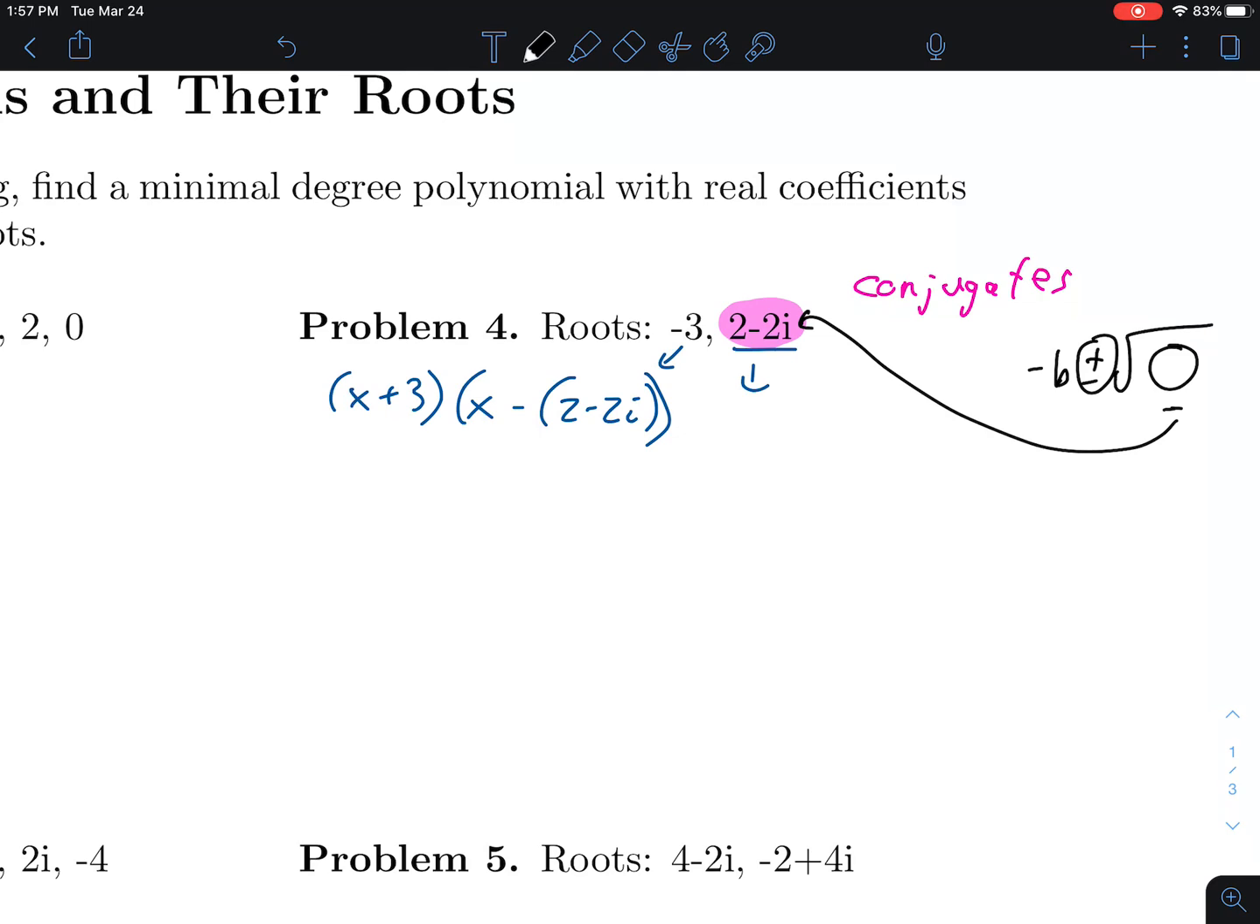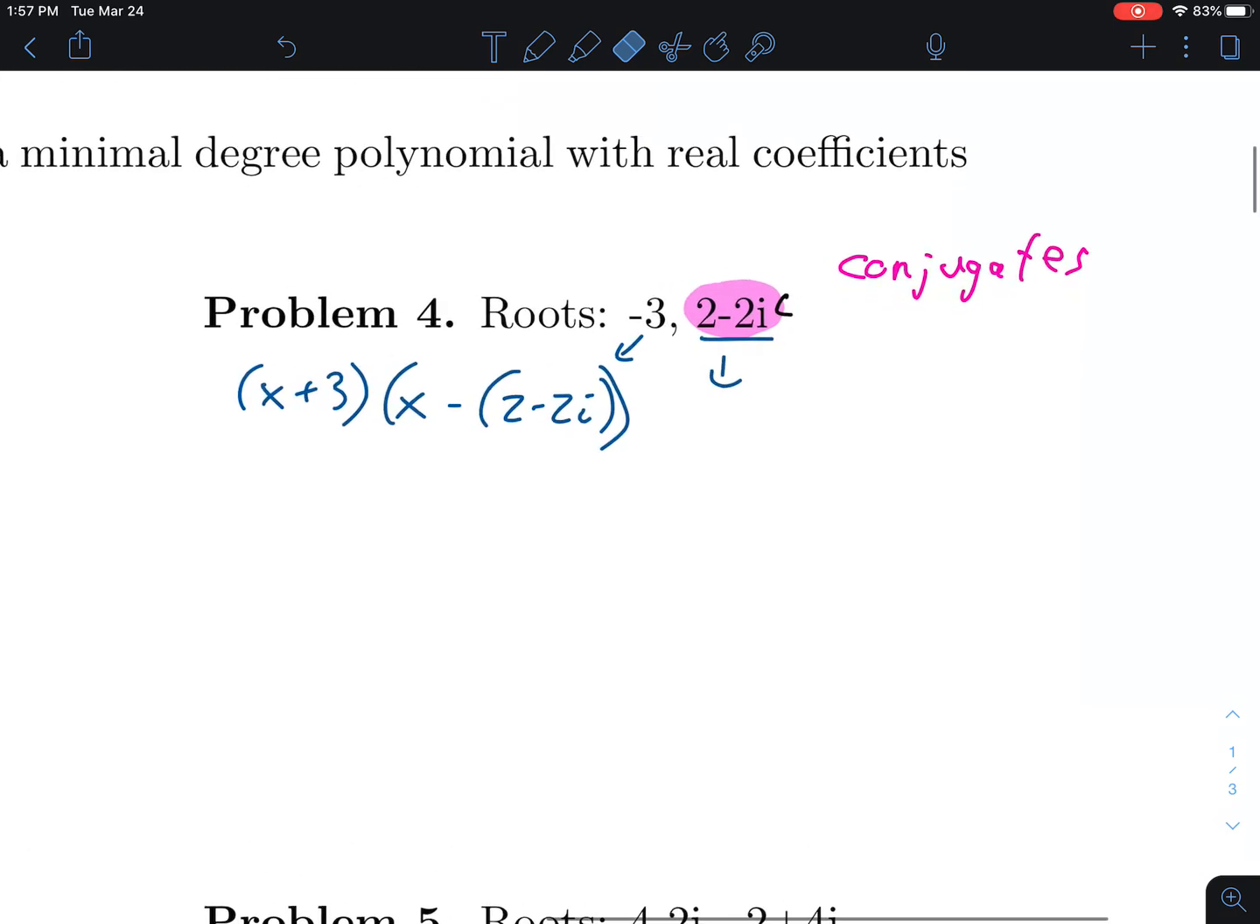Keep in mind, whenever you have an imaginary root, its conjugate is there. Even if it's not listed, it's there. You have to make sure you write it down. It has a secondary root, and that is x minus the conjugate of 2 minus 2i, which is 2 plus 2i, right? That comes from the quadratic formula or completing the square. It always comes in pairs, and we talked about that in class. So now there are 3 roots.